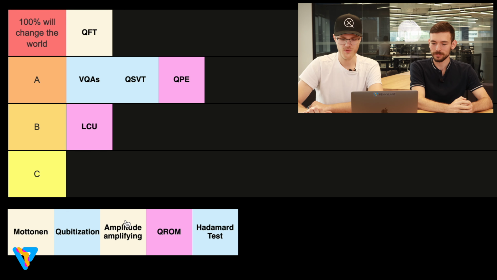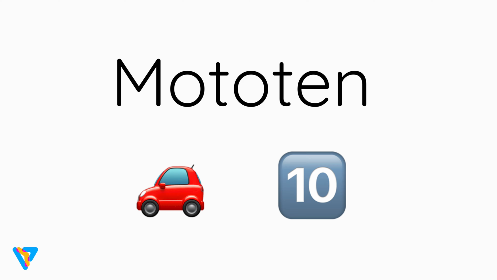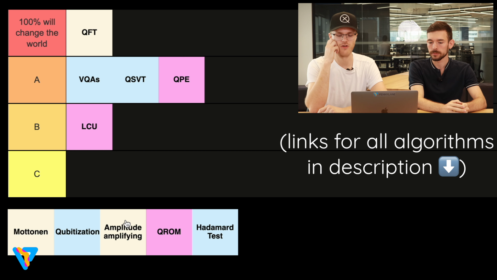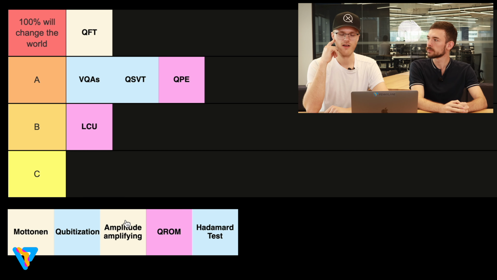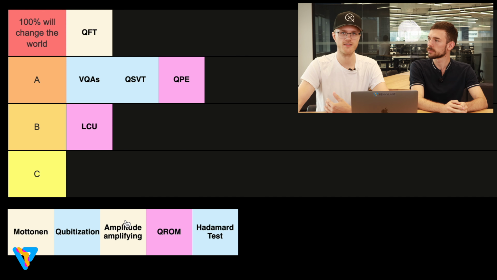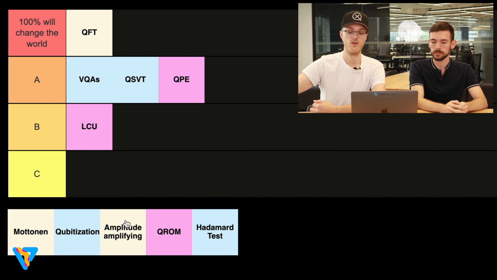Okay. The next one is Mottonen. We'll put the paper where the algorithm was originally formalized in the description. You can go read it if you want. It's kind of complicated, and honestly, all you need to know about it is that if you have some arbitrary quantum state that you want to prepare, you basically just feed it to this algorithm and it'll give you all the gates that you need to apply to some initial state, like an all zero state, to get the state you want.